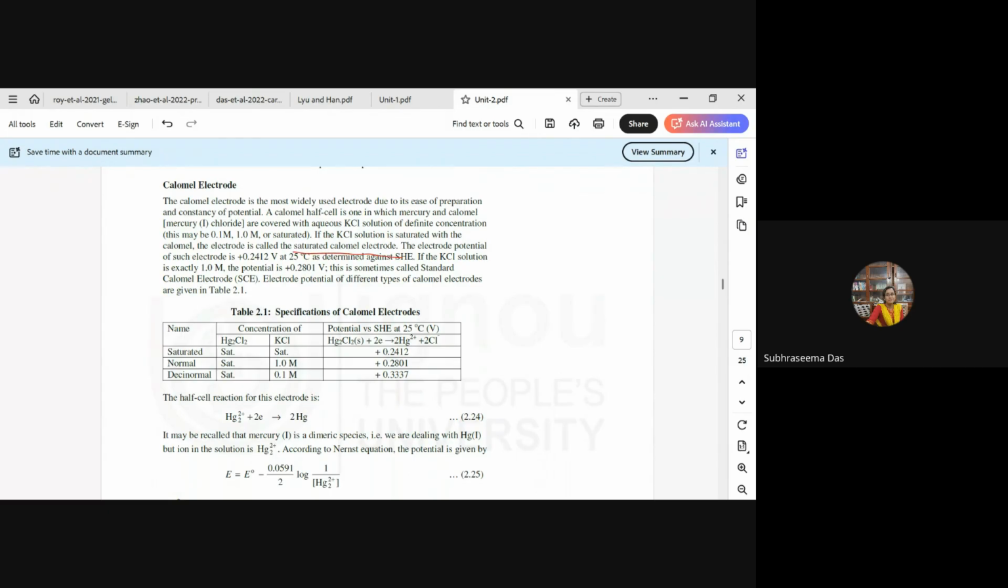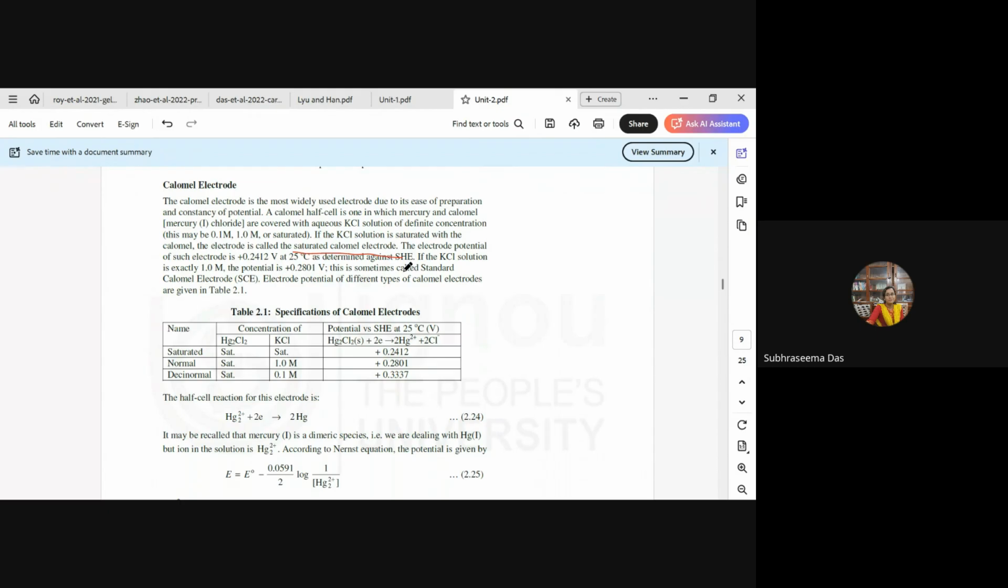If we take a saturated KCl solution, then we call it the saturated calomel electrode. The electrode potential of such an electrode is plus 0.24 volt at 25 degrees centigrade, and it has been determined against the SHE. If the KCl solution is exactly 0.1 molar, then the potential becomes 0.28 volts, and this is called the SCE, the standard calomel electrode.